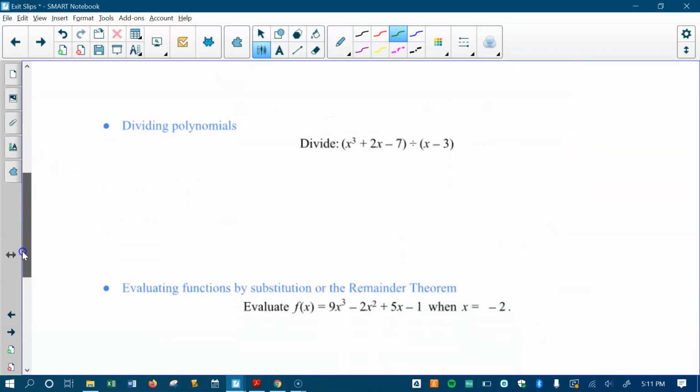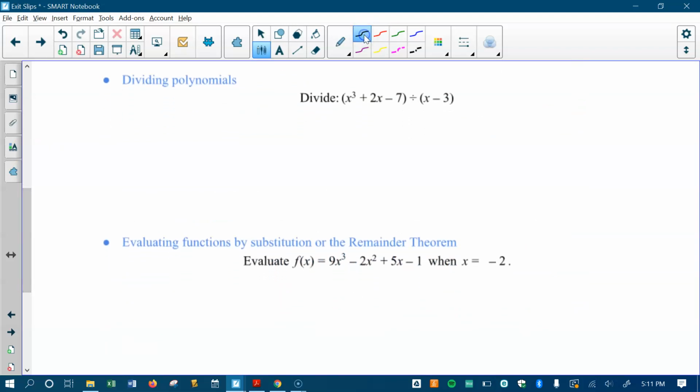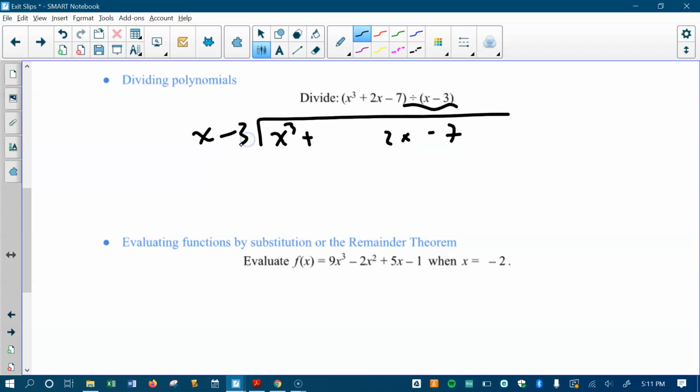Okay, let's finish up here because we're almost at 20 minutes. I'm just going to do synthetic division because it's easier and I think you guys like it. First, I'm going to rewrite this the way I like seeing these. It's going to be plus 2x minus 7. And the divisor part is right here.